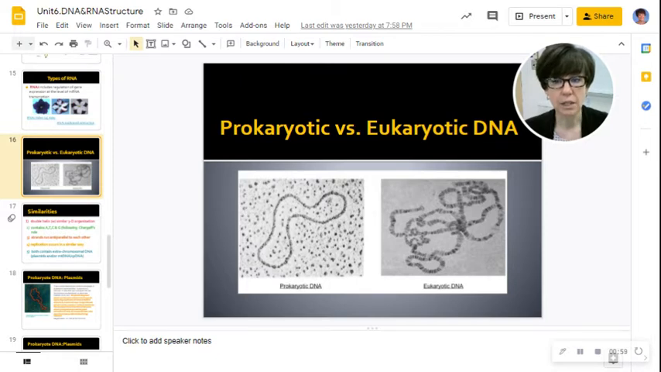Eukaryotic cells are going to have all of those membrane-bound structures in addition to a nucleus, which will house their genetic information. So we're going to start with some of the similarities between prokaryotic and eukaryotic DNA.